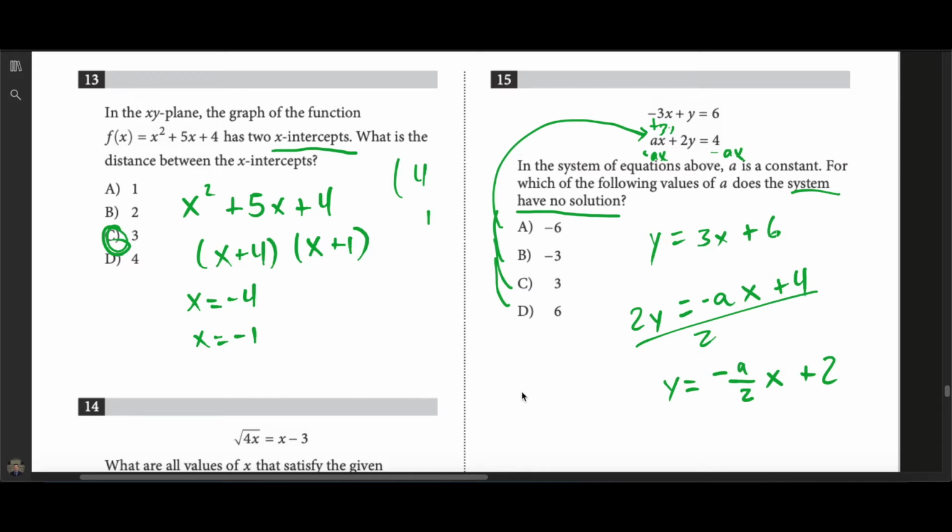So we're looking for when is negative a over 2 going to equal 3? Because again, we want them to have the same slope. So what number can I plug into here that will make this equal? Well, we could plug in negative 6, negative 6 divided by 2. Negative and a negative make a positive, so that's 6 divided by 2, which is equal to 3. So in fact, A is going to be your answer.